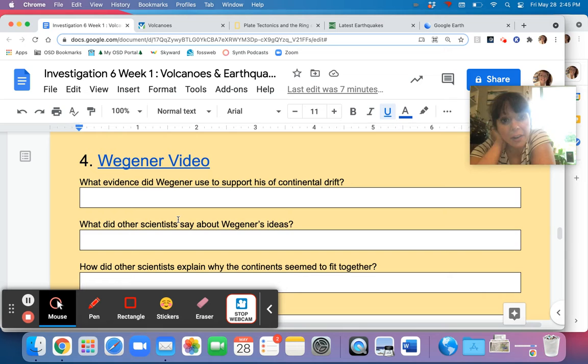Okay, Alfred Wegener. This was a guy who was a German, and he was a meteorologist, so he studied the weather, but he was just a lover of science, so he also studied maps and geology, and he came up with a theory for continental drift. Before his time, people did not know that the continents moved around at all from their current locations. They thought they were sort of fixed.